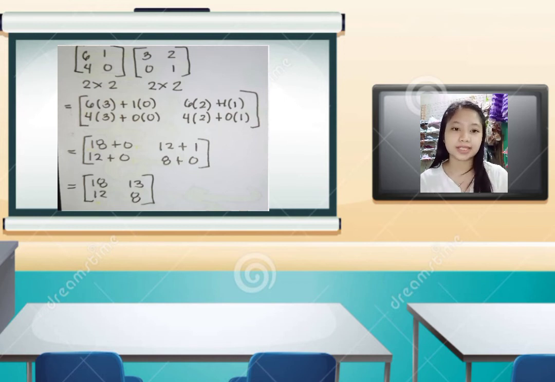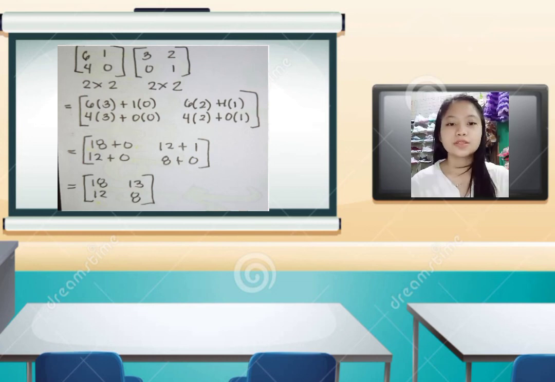So, 6 times 3 is equal to 18 plus 1 times 0 is equal to 0. Next is 6 times 2 is equal to 12 plus 1 times 1 is equal to 1. Next is 4 times 3 is equal to 12 plus 0 times 0 is equal to 0. Next, the other one is 4 times 2 is equal to 8 plus 0 times 1, so the answer is 0. So, now, we will find the sum of each number. So, 18 plus 0 is equal to 18, and 12 plus 1 is equal to 13, 12 plus 0 is equal to 12, 8 plus 0 is equal to 8. So, our product is 18, 13, 12, and 8.